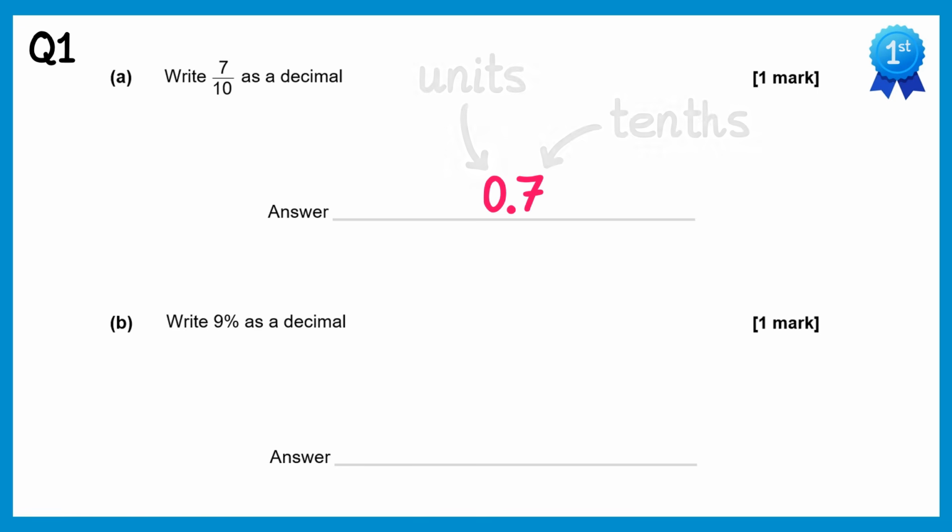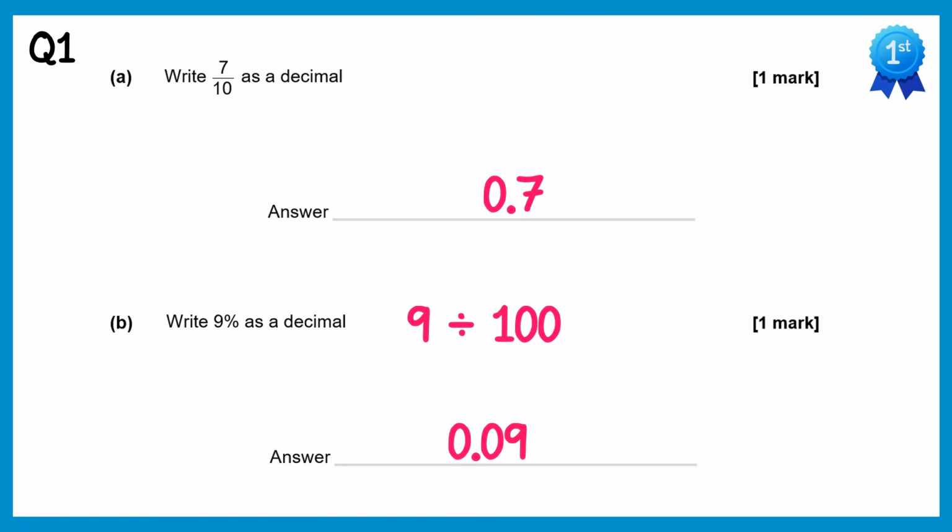Next we need to write 9% as a decimal. To convert a percentage to a decimal, you just divide it by 100. So we need to do 9 divided by 100, which gives you 0.09.